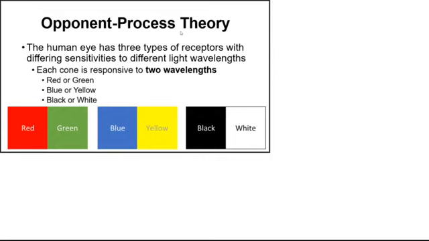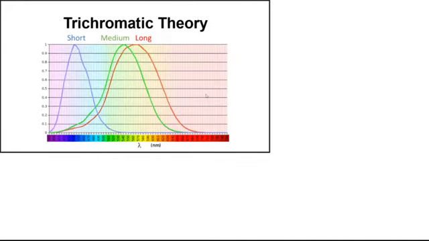But where they differ now is how they are sensitive. Instead of saying that we have 1 blue sensitive, 1 green sensitive, and 1 red sensitive, now we're saying that each of those 3 types of cones is responsive to 2 opposing wavelengths. So the first type is responding to red or green. And if we look at our curves here, red and green are separated by all of the yellows in the middle.